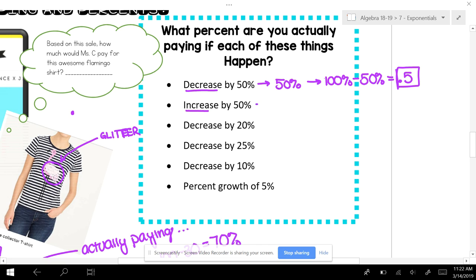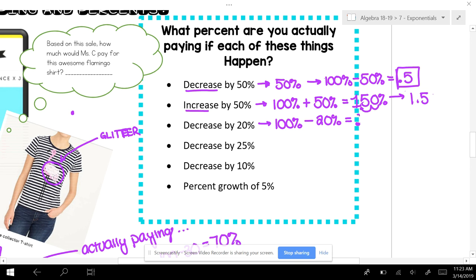Well, what happens if I'm increasing it by 50%? How much are you going to end up paying then? Well, you're starting with 100% and you're adding 50%. So that is 150%. That's how much you're ending up paying, okay? And if I had to turn that into a decimal, I'll move the decimal over twice to the left. That's 1.5 as a decimal, all righty? I will do one more. If we're decreasing by 20%, how much am I actually paying? Well, I'm starting with 100 and I'm going down 20%. So that means what I'd actually end up paying is 80%, or if I convert that to a decimal, it's 0.80.